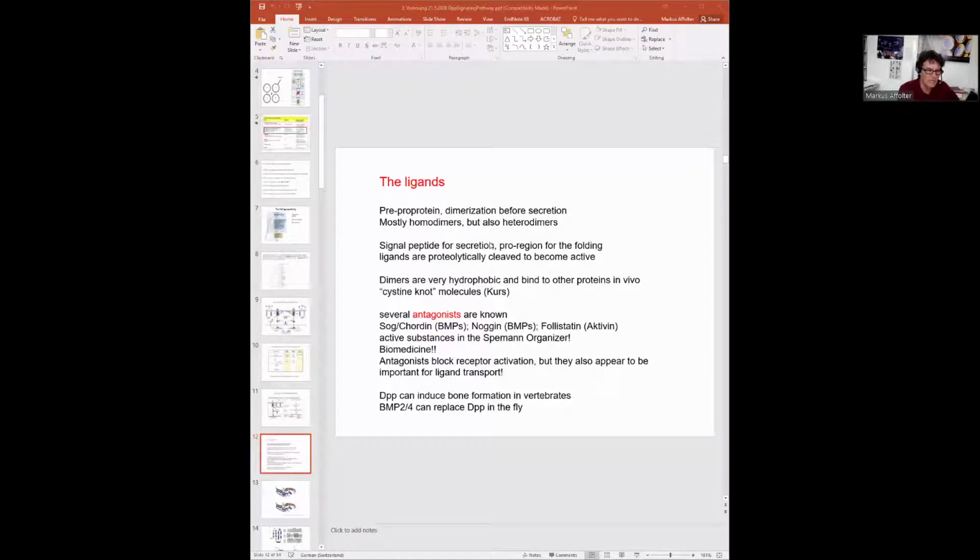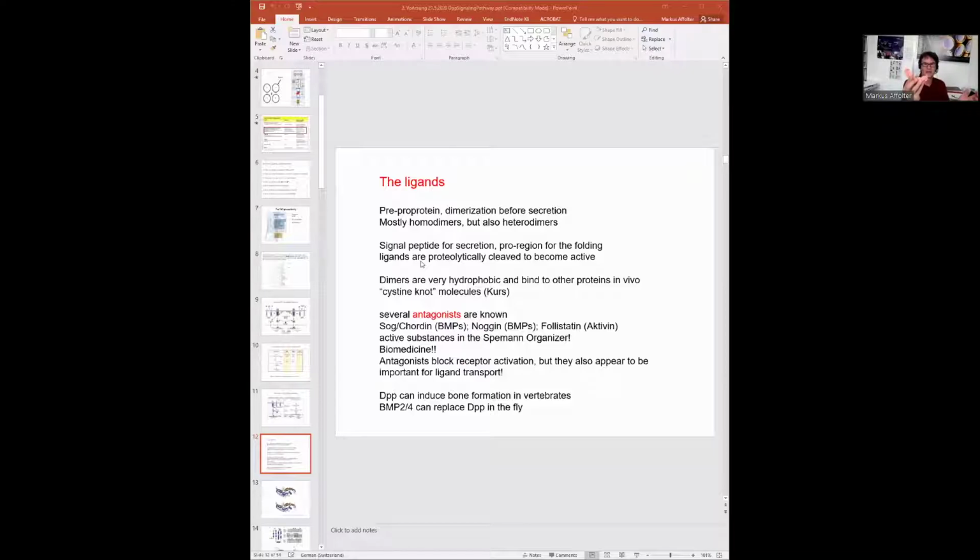Then it's good. You go into the ER, and the signal peptide is cleaved off. The pro domain is required for the folding of this C-terminal future mature domain, and is then cleaved off once the molecule has formed, and presumably before the dimer folds. I think that's not entirely clear. It's also not even clear in flies whether the pro domain remains associated with the cleaved domain. The pro domain helps this ligand to fold.